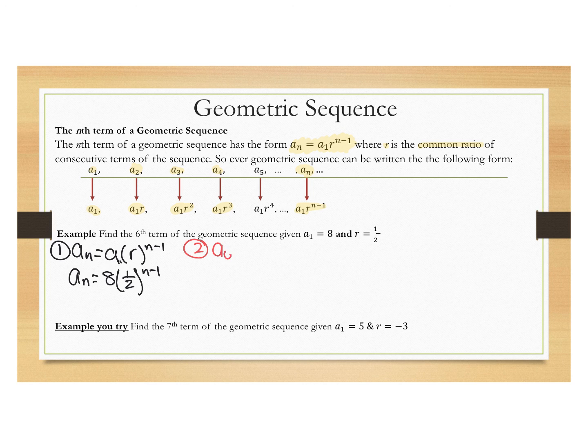So we find a sub 6 is equal to the first term times our common ratio to the 6 minus 1 power. 6 minus 1 is 5. 1/2 to the 5th power is 1 over 32.